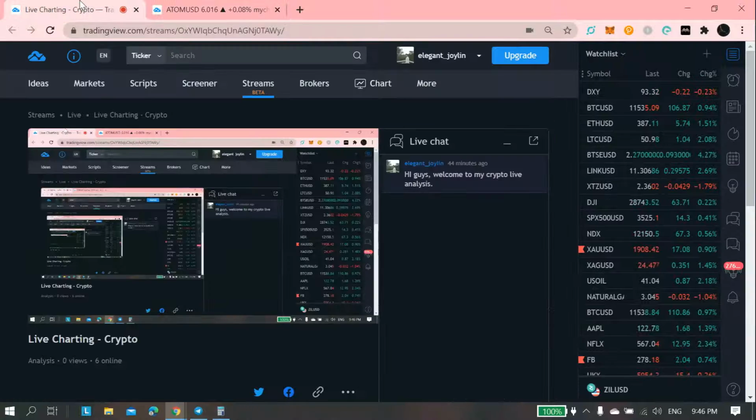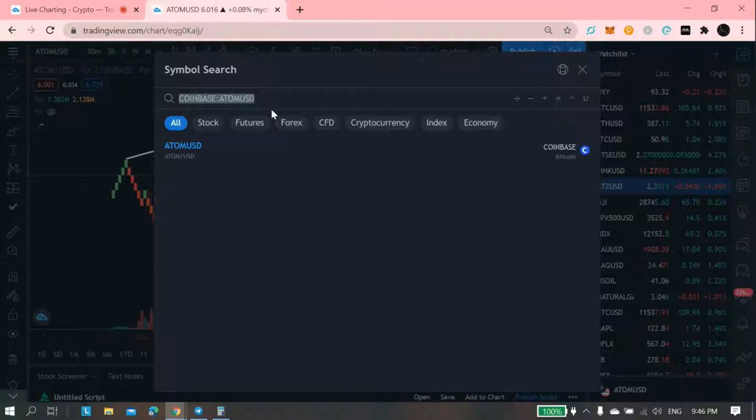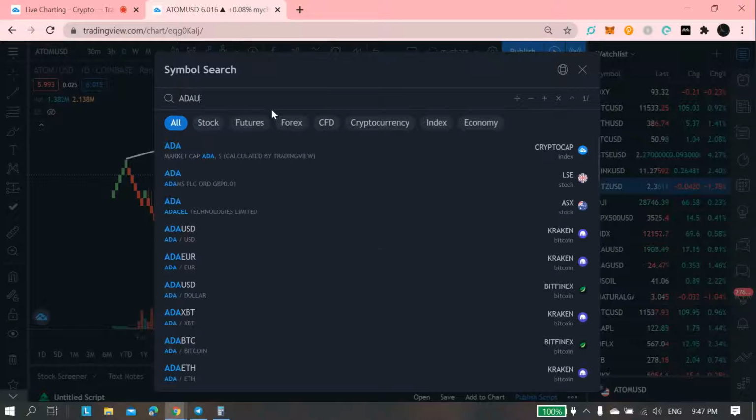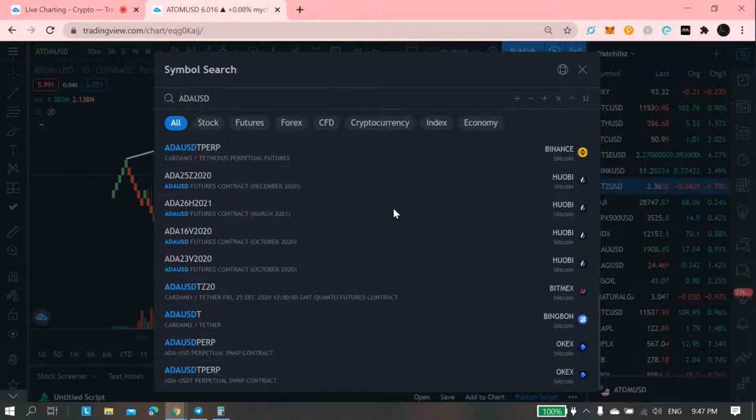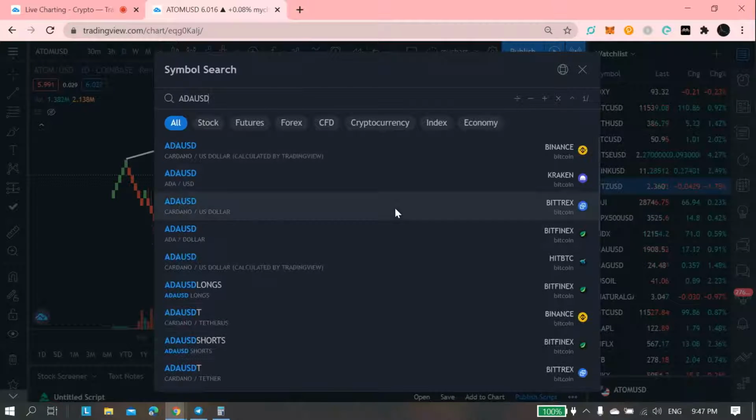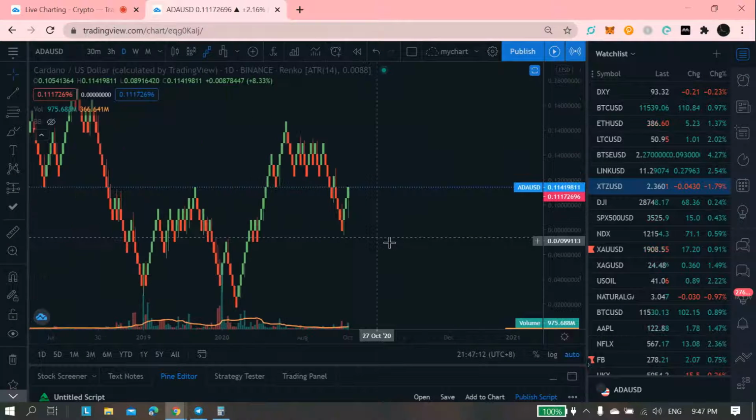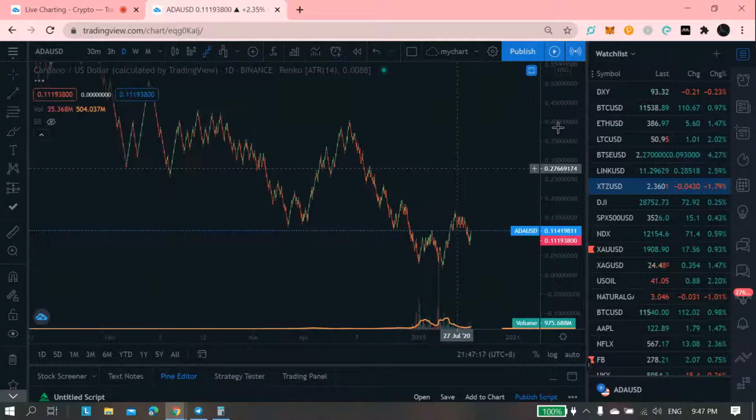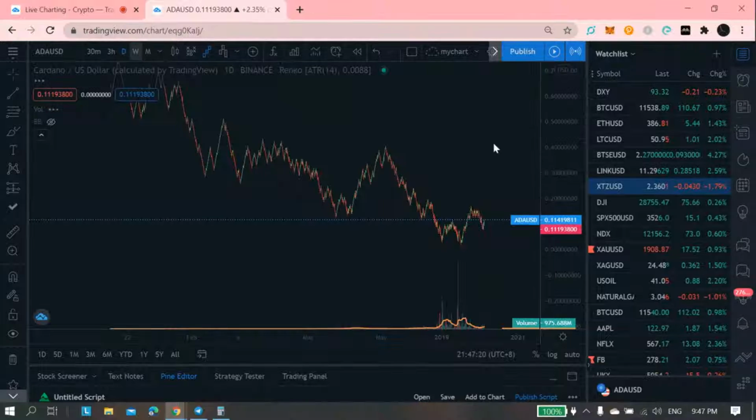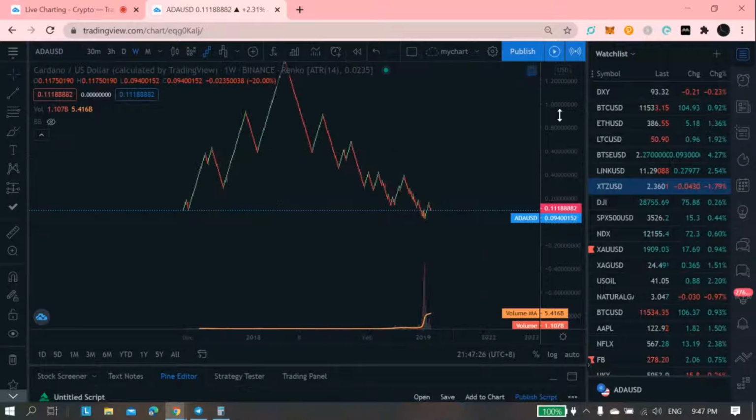So next, let's move on to the next chart, which is ADA or Cardano USD. So seems like there's no, so since there's no, let's just use Binance. Wait, let's use this weekly so that we can see the long-term chart.